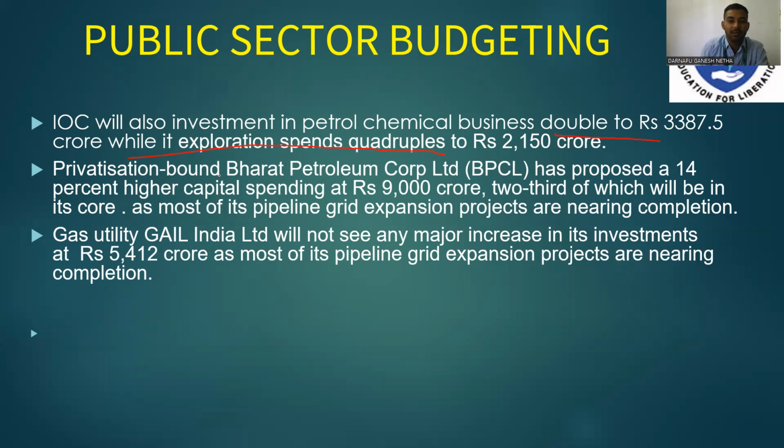Privatization bound Bharat Petroleum Corporation Limited, that is BPCL, has proposed 14% higher capital spending. Two-thirds will be in its core, and most of its pipeline grid expansion projects are near completion. Gas utility GAIL India Limited will not see any major increase in its investment, as most of the pipeline projects are nearing completion.